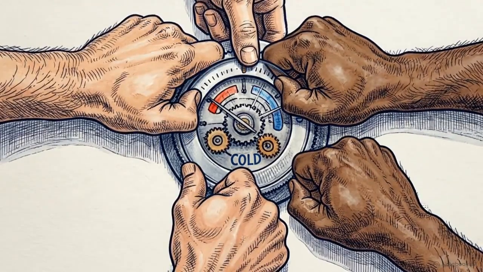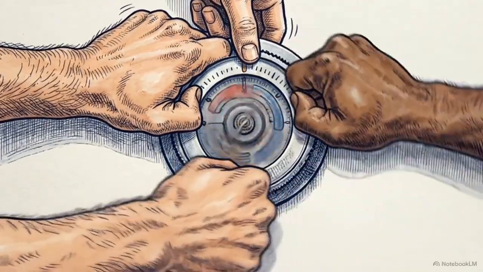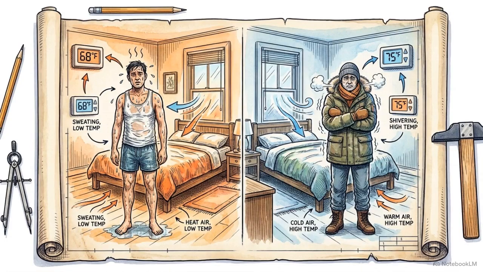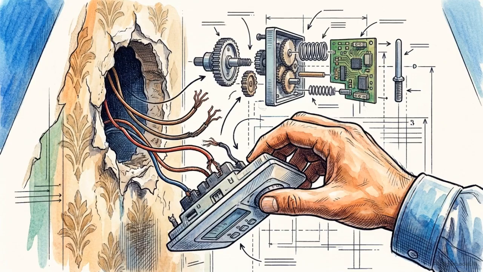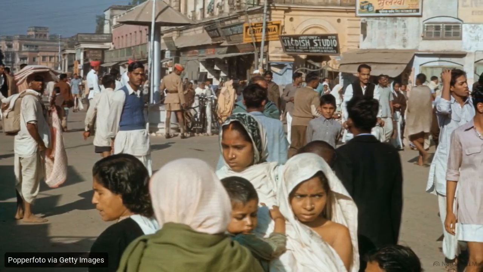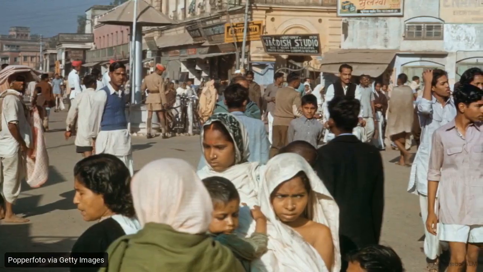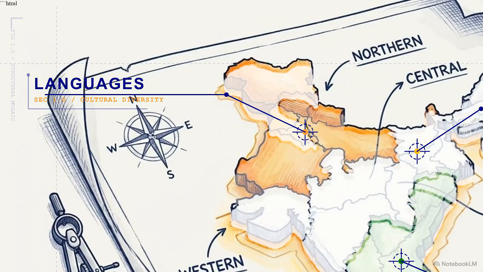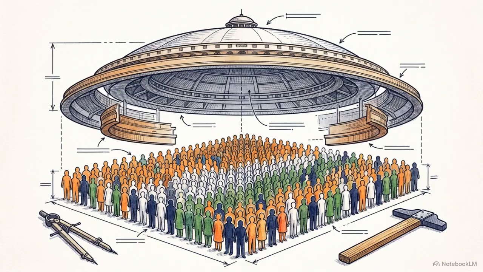Imagine living in a shared house where everyone has to agree on exactly one temperature for the thermostat. One person wants it at 68 degrees, another is shivering at 75, and a third keeps turning it off entirely. It is a recipe for constant friction. Scaling that up to the size of a nation means managing over 1 billion people. They speak dozens of languages, follow different religions, and come from vastly different cultural traditions. Yet they all share one national roof.